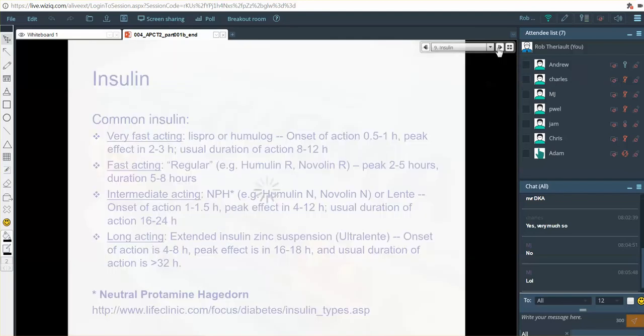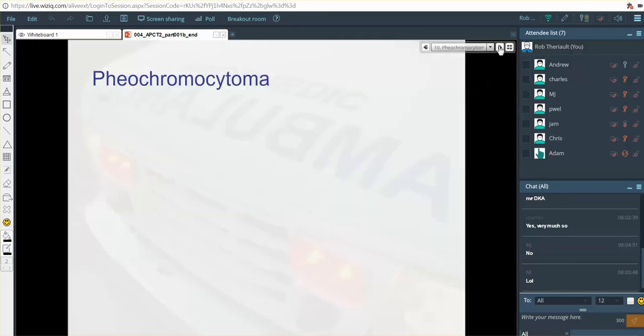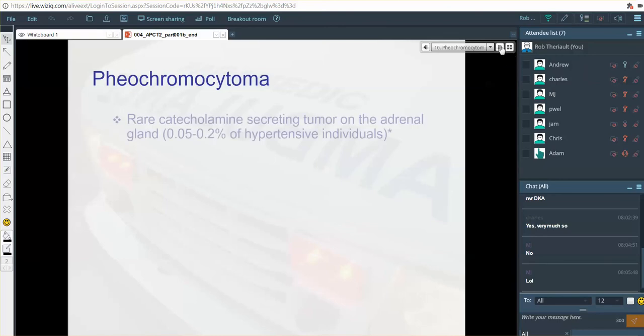Okay, so pheochromocytoma. I've never encountered a pheochromocytoma. I know a PCP crew who encountered one while I was a base hospital program manager, and it was an interesting case. As you know, it's a rare catecholamine-secreting tumor on the adrenal gland, so when you've got hypertensive patients, it's something to consider.